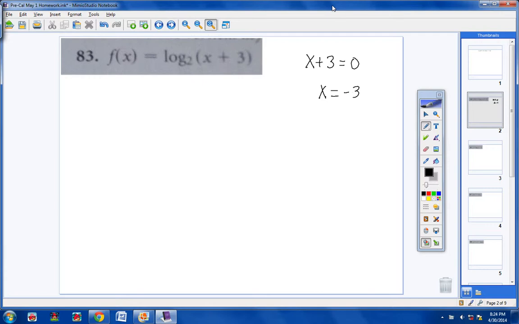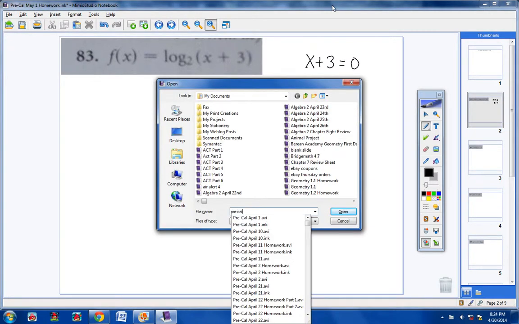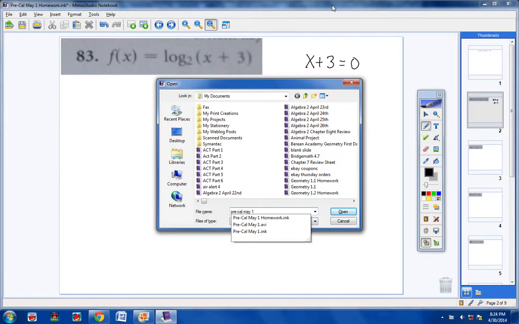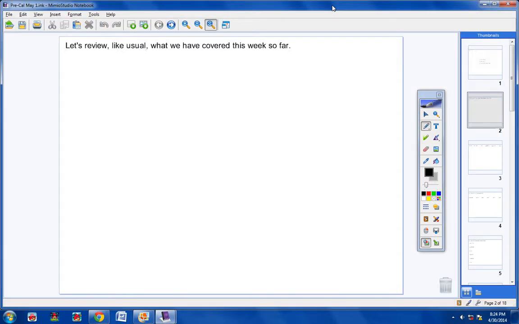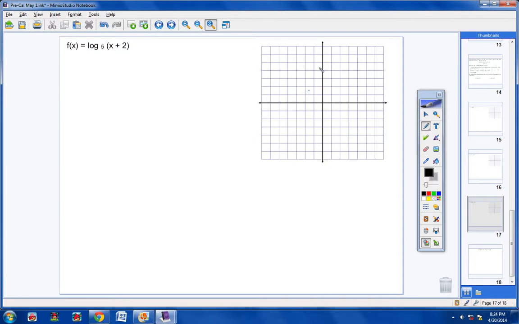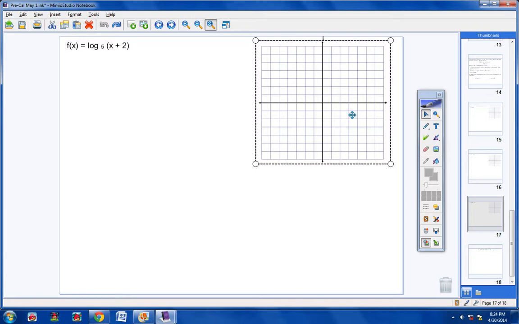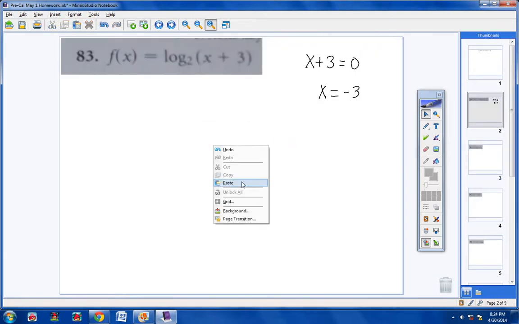Now, I should have had this done already, so give me 1 second, please. I need to get a copy of one of these coordinate planes. There we go. All right. And we are back.